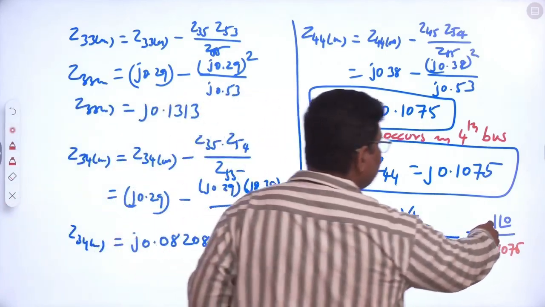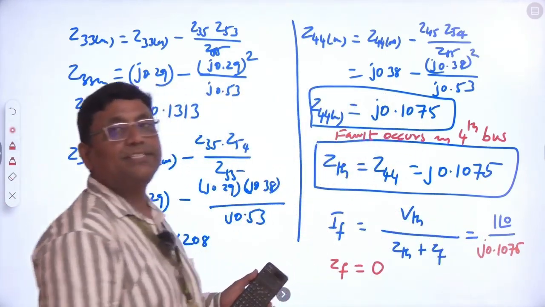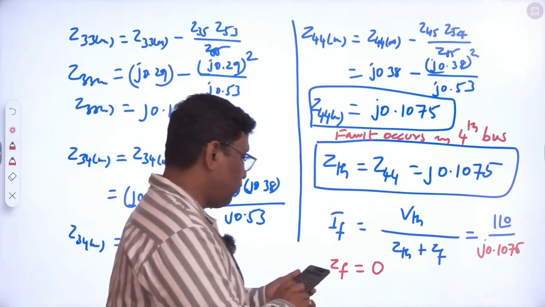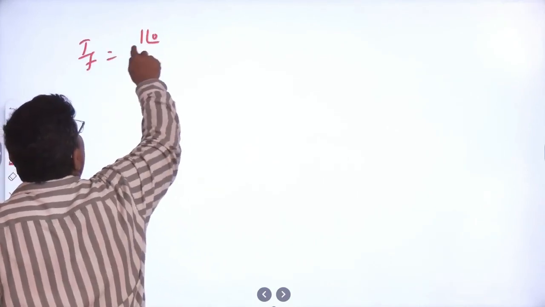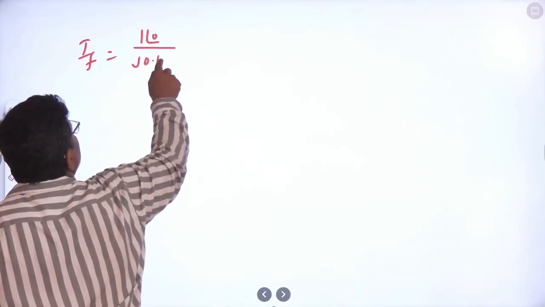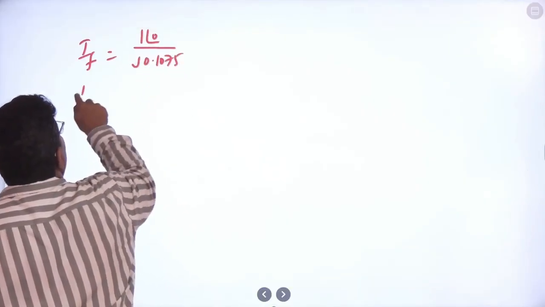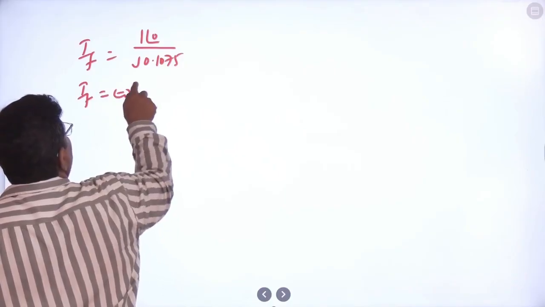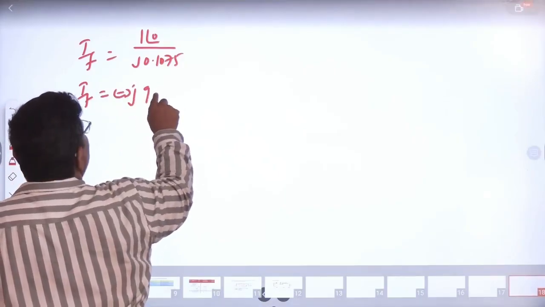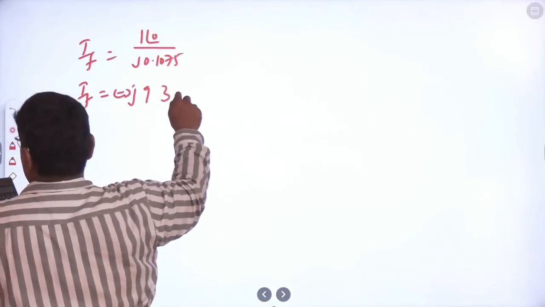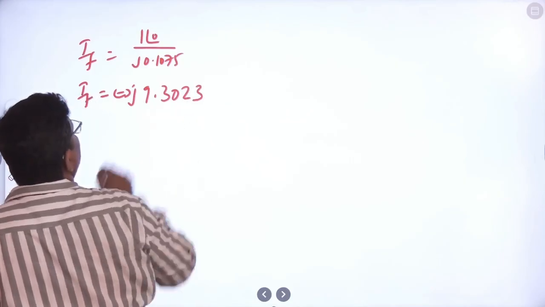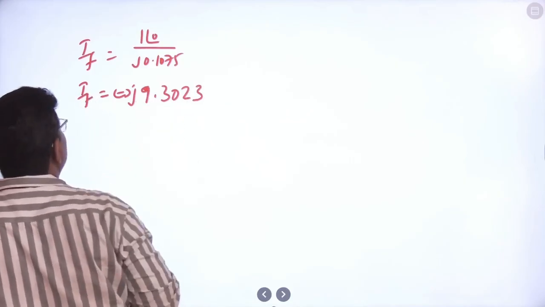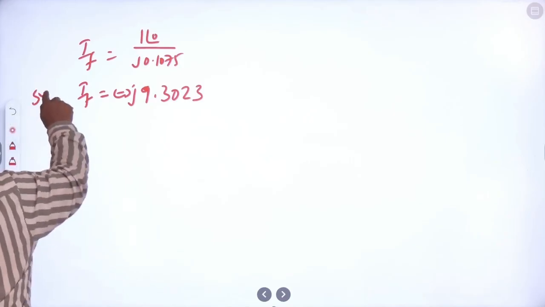So 1 angle 0 degree divided by j0.1075. So fault current, symmetrical fault. So IF is equal to 1 angle 0 degree divided by j0.1075. So IF value is minus j9.3023. So this is a symmetrical fault current value.